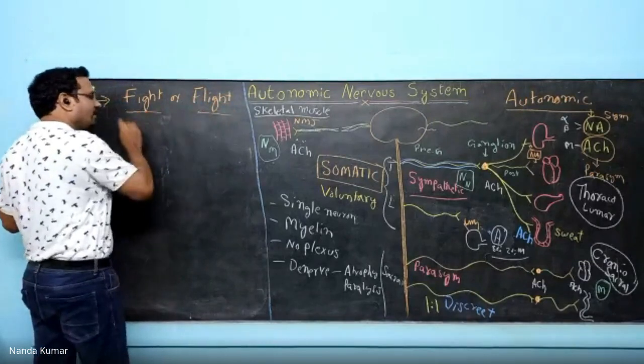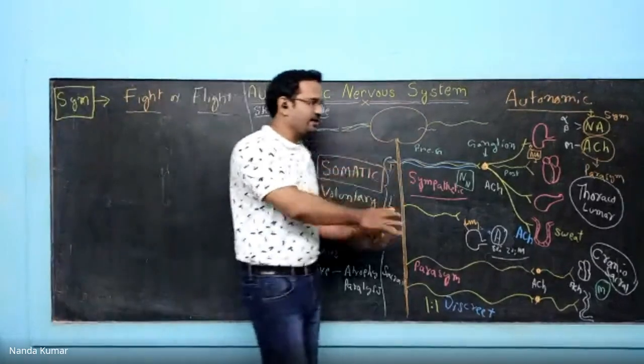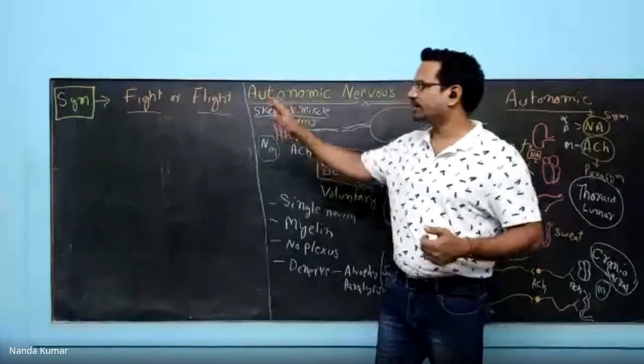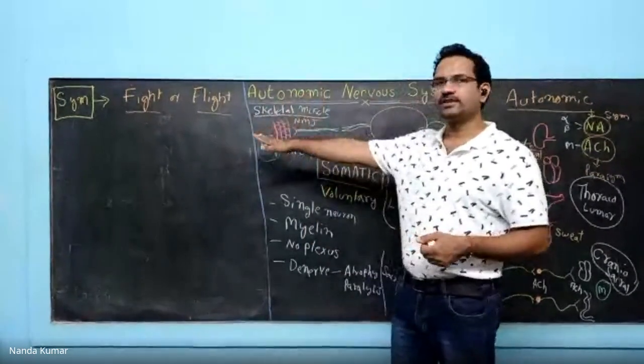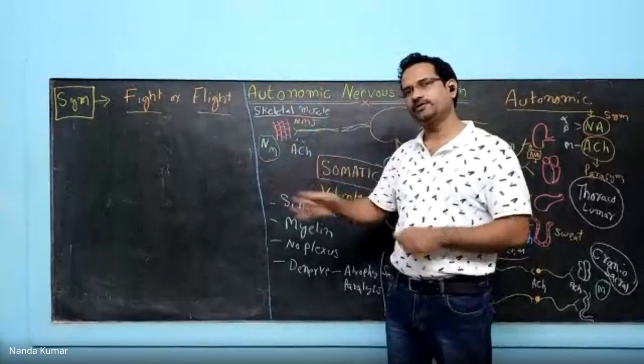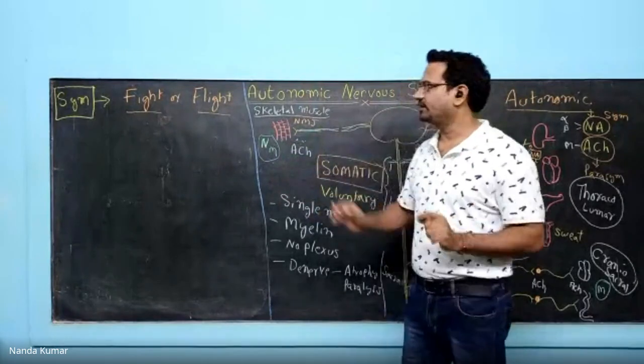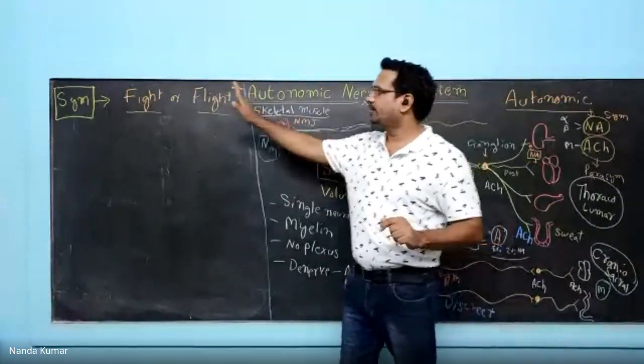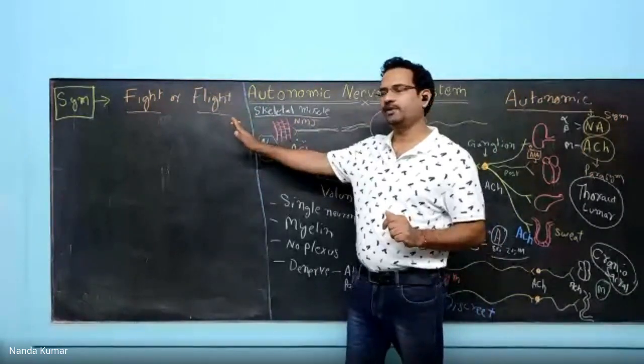Understand this word. Till now we have seen the anatomical part. Now we are getting into physiology. If you understand this physiology, all the drugs and their therapeutic uses will become crystal clear. Pay attention. The sympathetic nervous system is known as the fight or flight response.